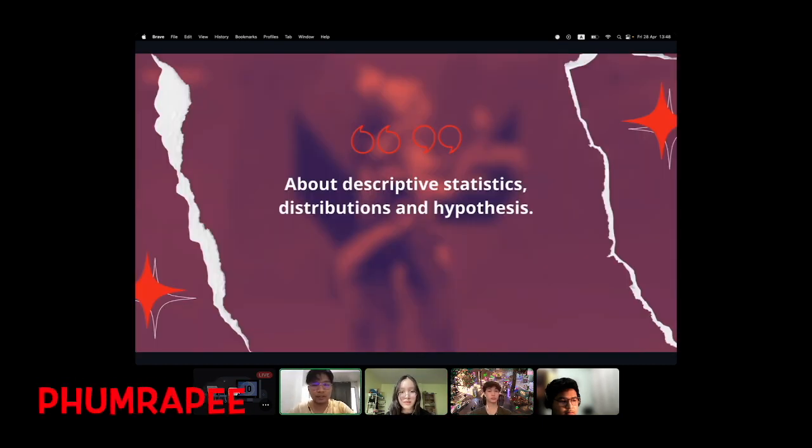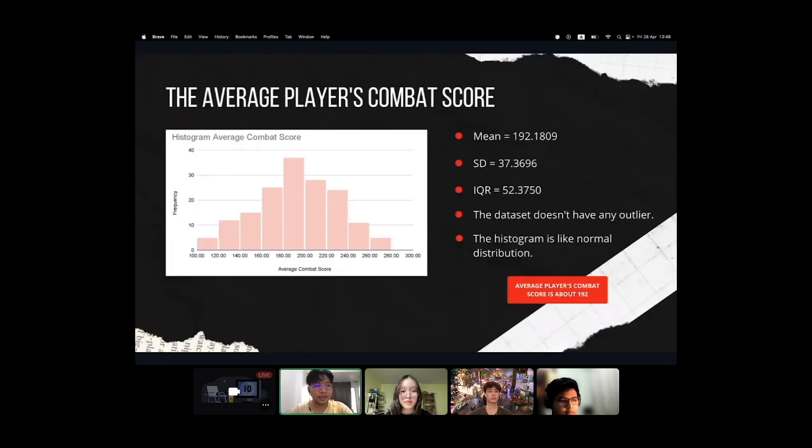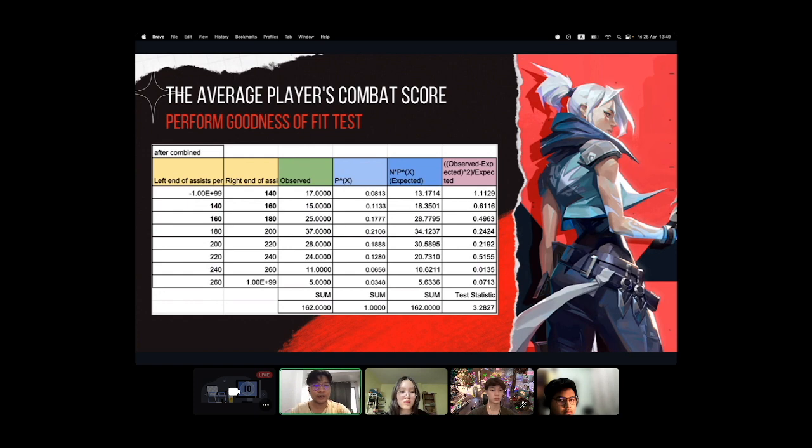So the next part is about descriptive statistics, distributions, and hypothesis. The dataset we analyze is based on the average player's combat score, which has a mean of 192.1809 and a standard deviation of 37.3696. The interquartile range, or IQR, is 52.3750, and there are no outliers present in the dataset. The histogram of the data indicates that it is normally distributed. So after we create and combine the table, we get the table that we show in the slide.